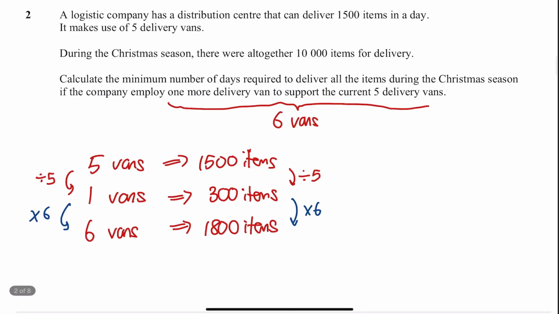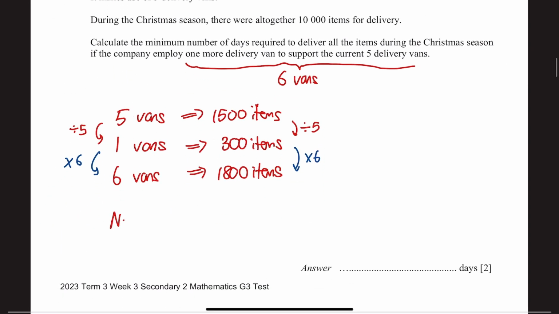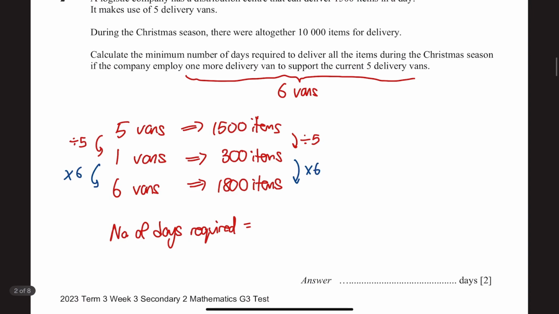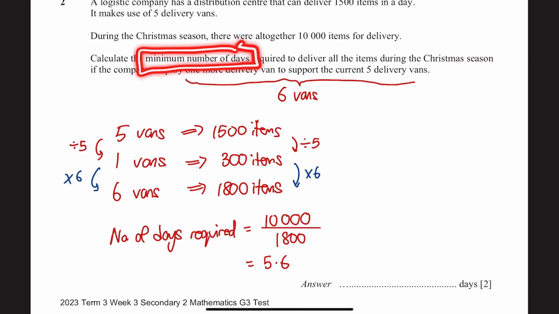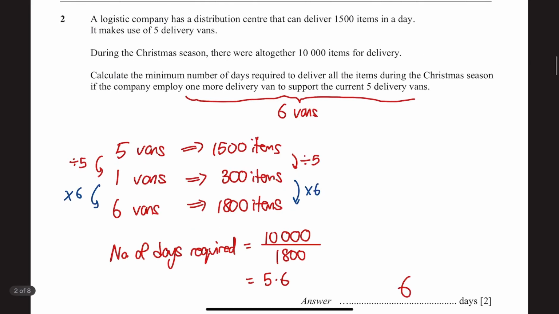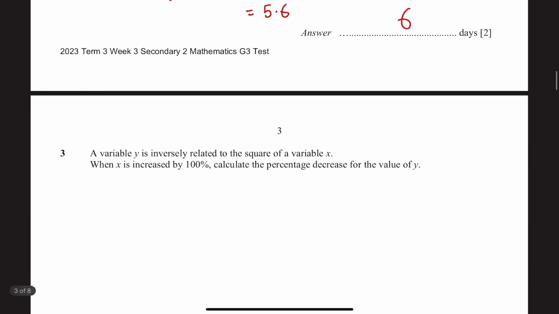Therefore, how do I find the number of days required? Since I have 6 vans, they can deliver 1,800 items in one day. So over here, I have 10,000 items. I divide by 1,800 items. I will get 5.6. So therefore, the minimum number of days is... I cannot have just 5 days because I need 5.6 days. So therefore, the minimum number of days will be 6 days. Okay, and therefore that's the answer to question number 2. Alright, let's now look at question number 3.